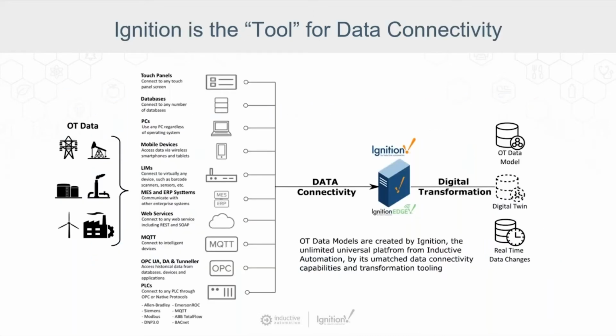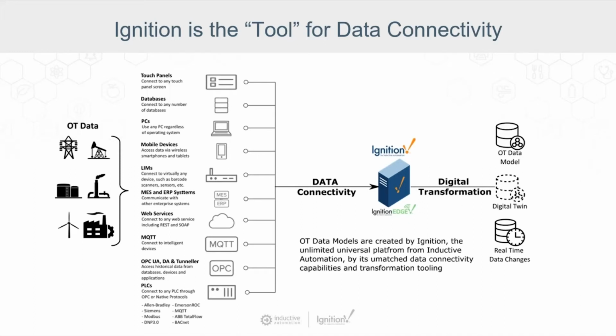So Ignition really is the perfect tool for data connectivity. It allows us to connect to all of those plant floor devices, all different PLCs, through native protocols, as well as supporting standards like OPC, to bring that data into Ignition, to be able to transform and map that data to these real world objects with all the context that's there.